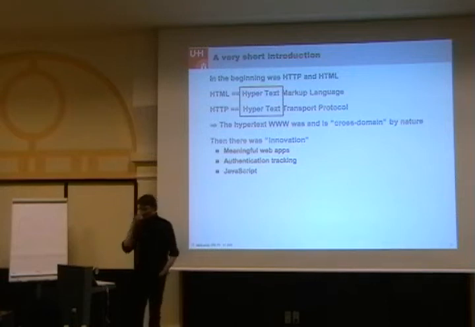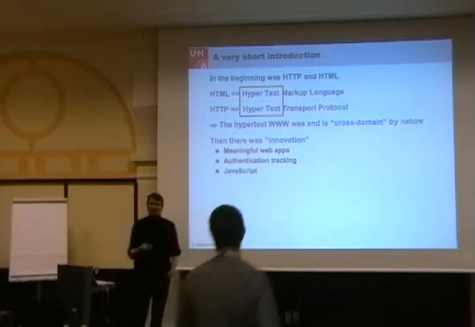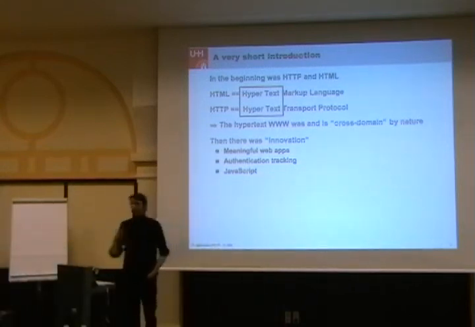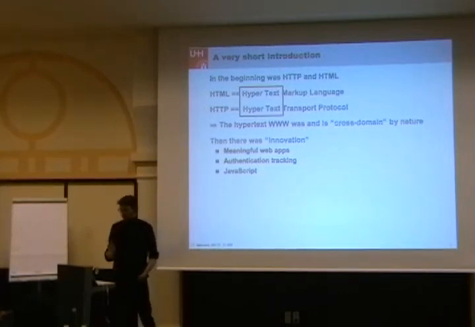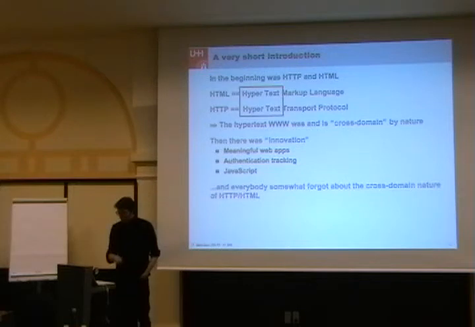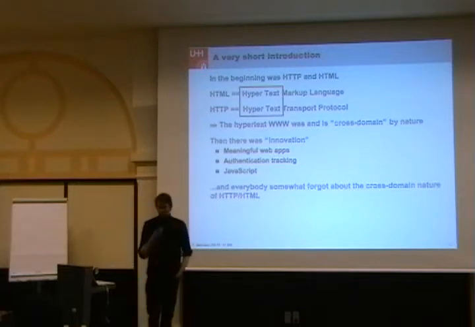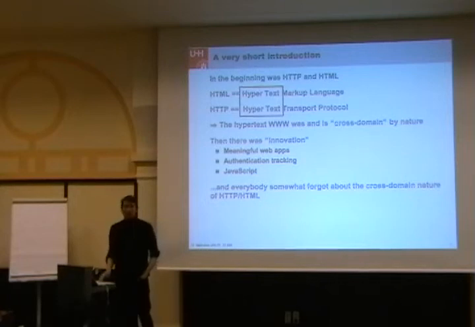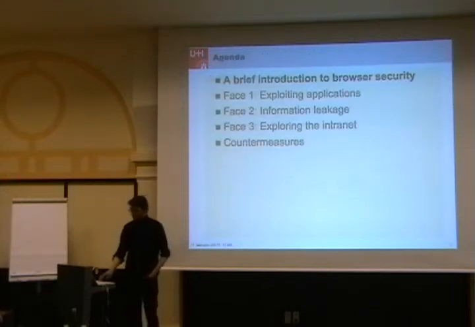And then you all have been there. We had innovations, a lot of innovations. We started to have really full web applications that allowed you to do banking or email, and so you need authentication. Because HTTP has no session management, they invented their own session management. We have authentication tracking, and we have client-side technologies like JavaScript. And while this innovation happened, the people that did the innovation somewhat, not totally, but somewhat forgot that the internet or the www was about cross-domain interaction. And so this is one of the reasons that causes the problems I will talk about today.